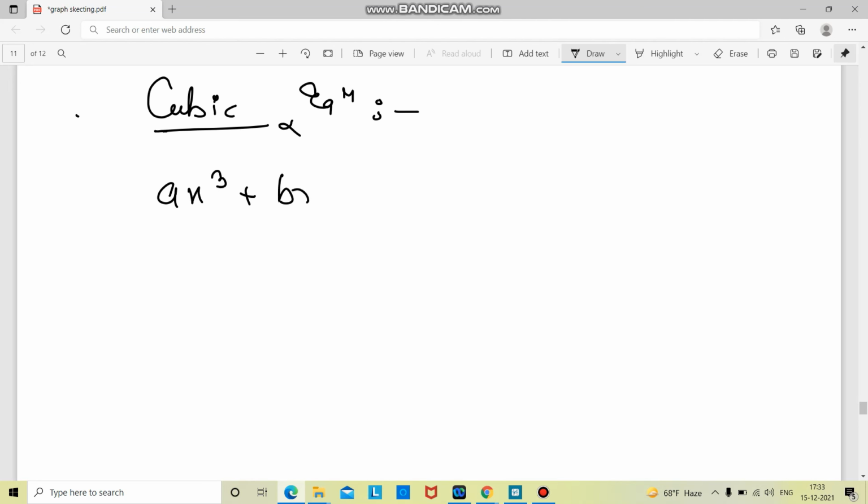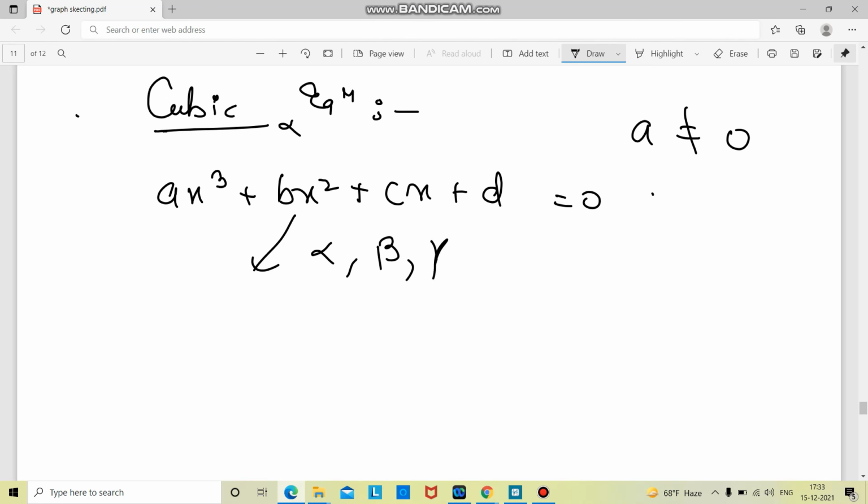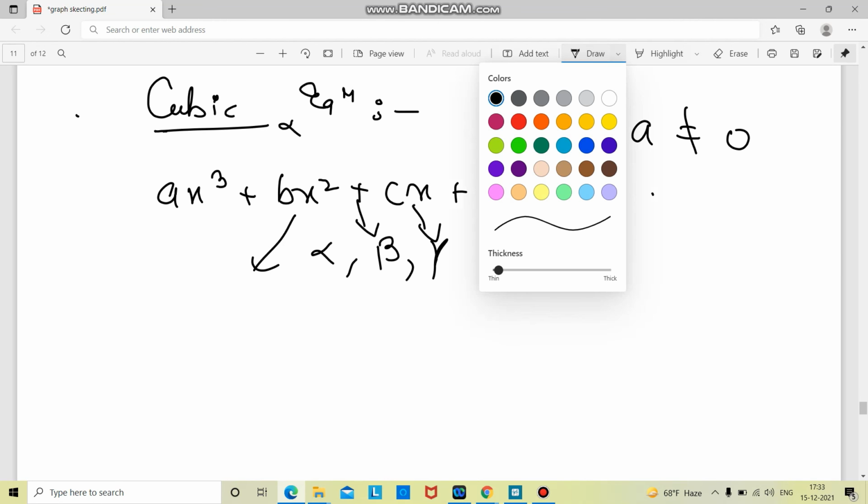Now we will consider the next important questions. Firstly, we will discuss the cubic equation. We must have some knowledge about cubic equations. What is a cubic equation? Any equation of the form ax cube plus bx square plus cx plus d equal to 0, where a is not equal to 0, is a cubic. And we can let its roots be alpha, beta and gamma.